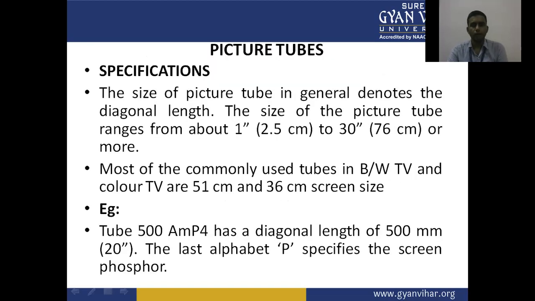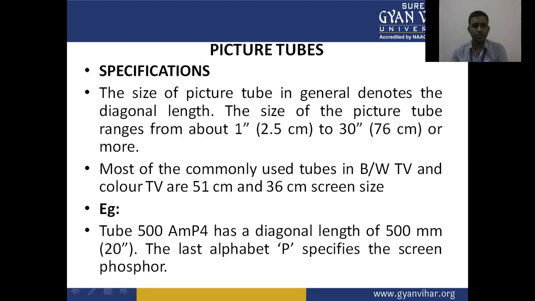Now, after discussing the camera tube, next is the picture tube. The picture tube is used at the receiver, and again I am explaining that the picture tube is a tube which converts the electrical voltage of the image into the image.